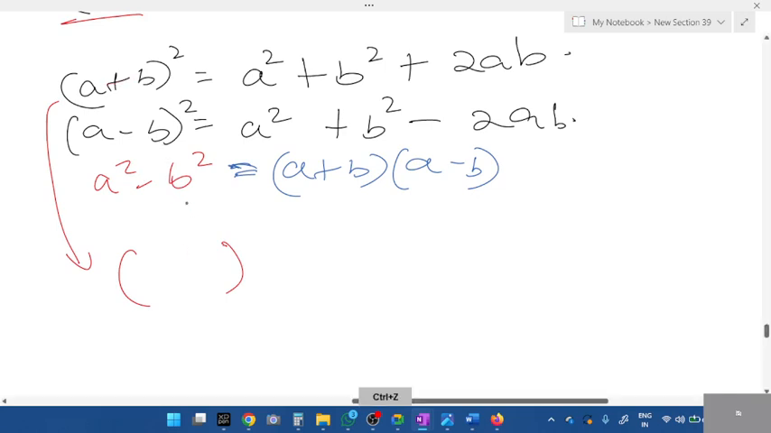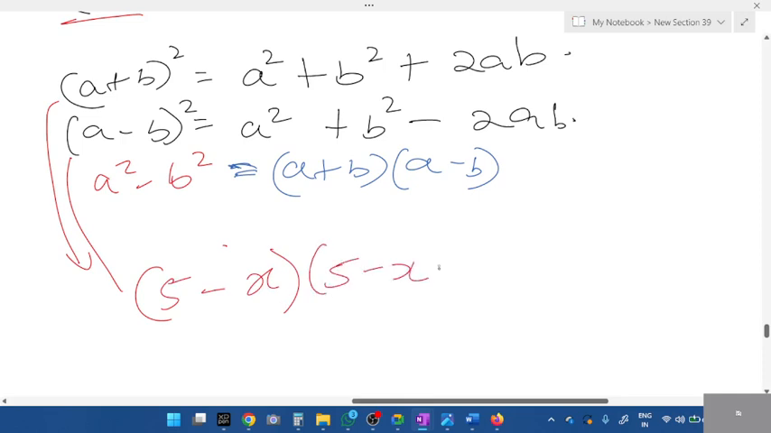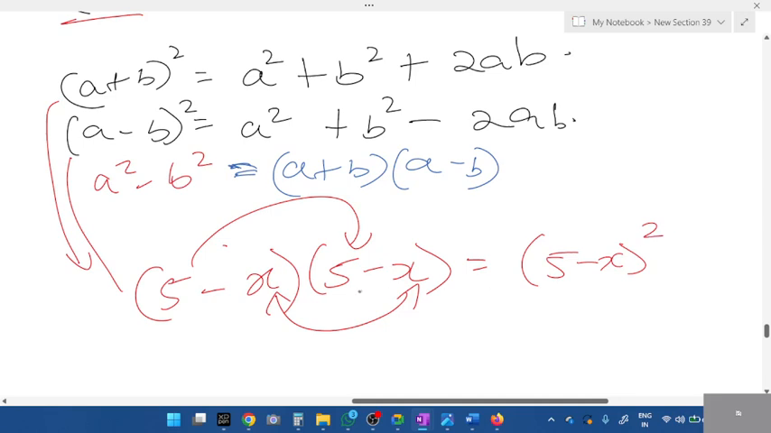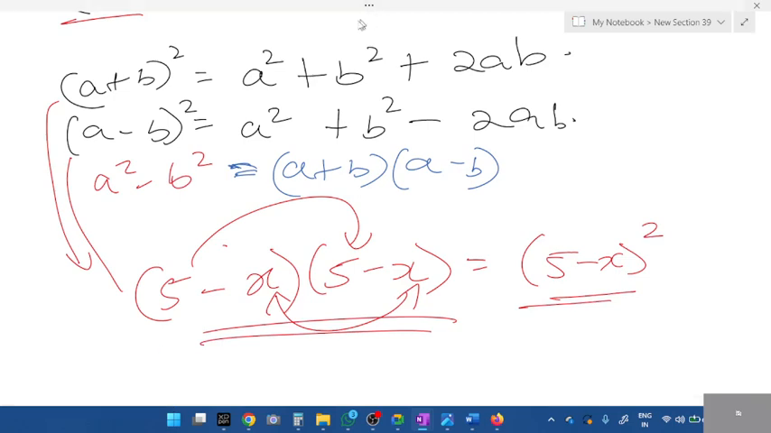Next, a minus b the whole square. We use a minus b the whole square, for example, when 5 minus x is given. If two same values are multiplied like this, a value should be the same, b value also in the same position, minus the same, then 5 minus x the whole square. They can either give it like this or like this. For both we use a minus b the whole square.